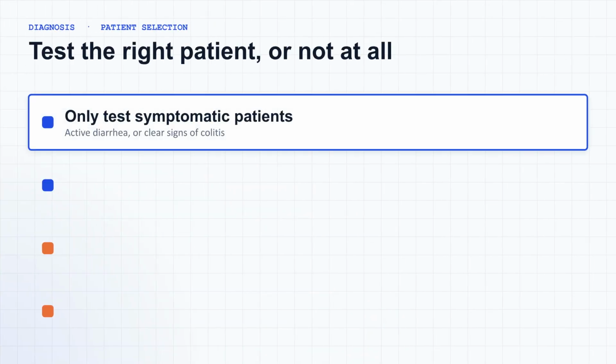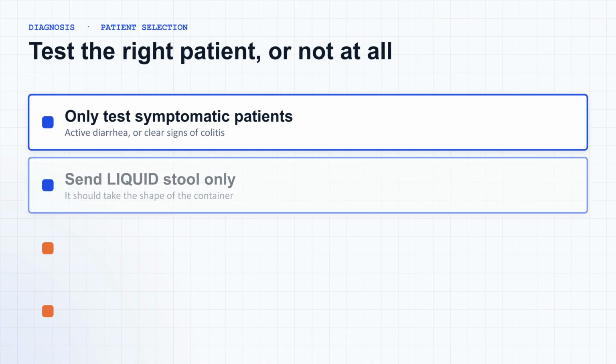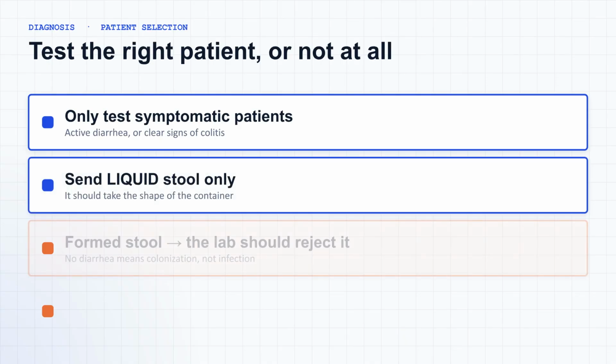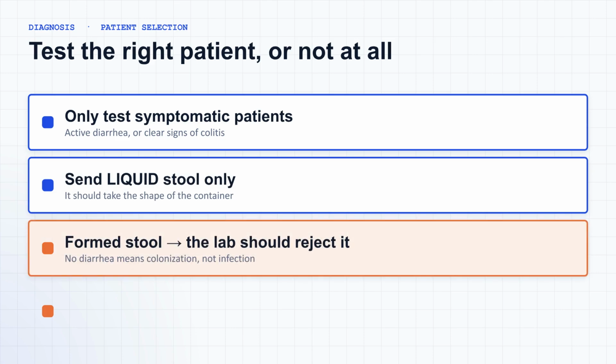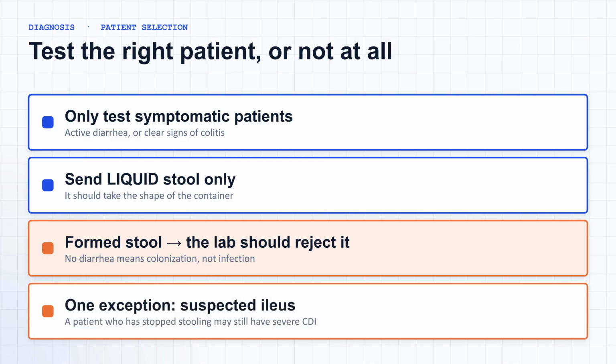Test only patients who are symptomatic, meaning active diarrhea or clear signs of colitis, and send liquid stool. If the specimen is formed, the laboratory should reject it, because a formed stool in a patient without diarrhea is colonization. There is one exception. If you are worried about ileus, where the patient has stopped stooling entirely, testing is still appropriate, because that patient may have severe disease with no output. Our patient has 6 liquid stools, so he qualifies.